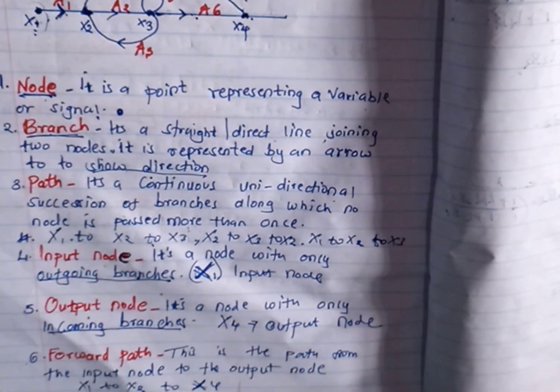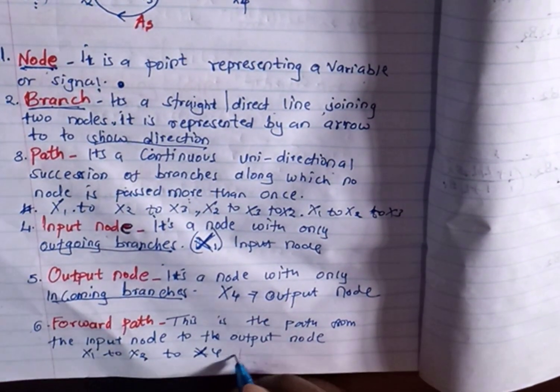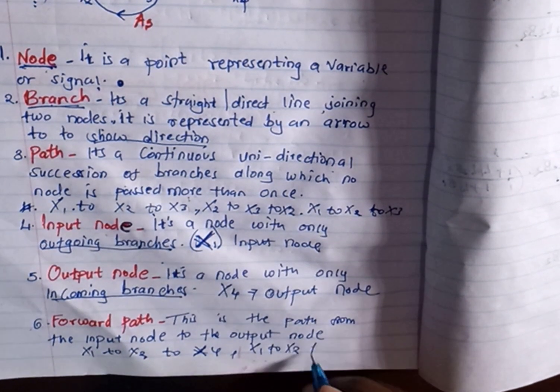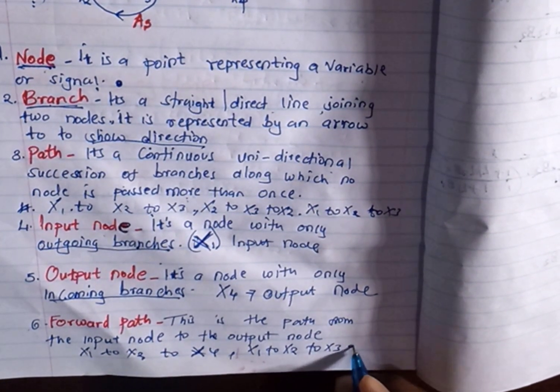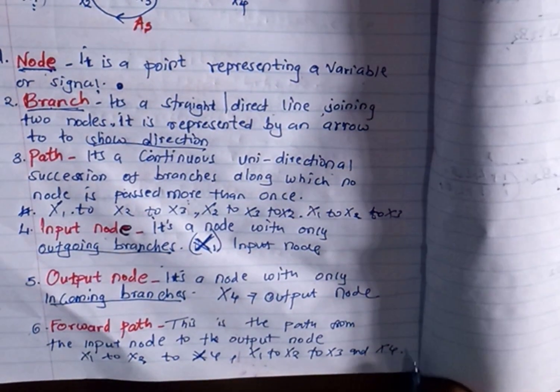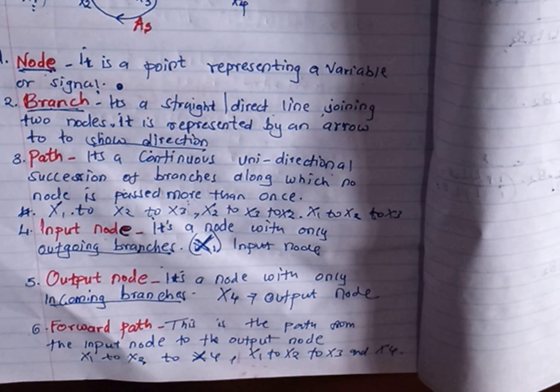So I have here another path, which is x1 to x2 to x3 and then to x4. Those are now my forward paths in that diagram. So all the forward paths are paths from the input node to the output node.